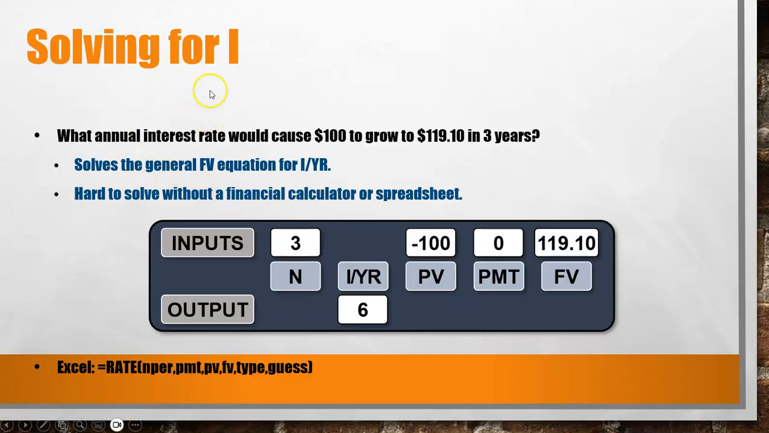Solving for interest or for years. Interest rate: what annual interest rate would cause $100 to grow to $119 in 3 years? So how much do we have to get on our money to have $119 if we put $100 in at the beginning? There's the formula right there, and it kicks that out.